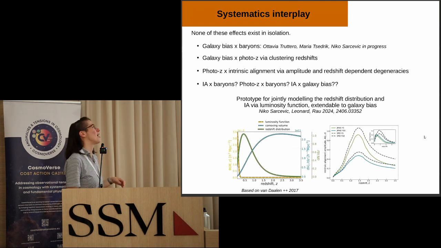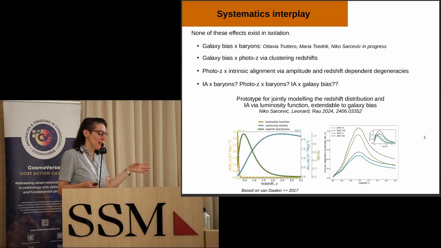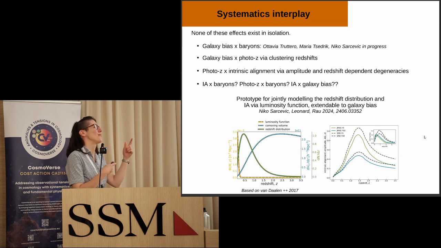But wait, there's more. These things are not independent, unfortunately. That would be nice, but it's not the case. We could treat all these in our little isolated silos, but unfortunately that could come to bite us in the end. There are all kinds of ways these can interact. You can imagine that galaxy bias and baryons are not independent, because the baryonic effects come from the galaxies to a large extent. There's some exploration of that ongoing in a forecasting sense.